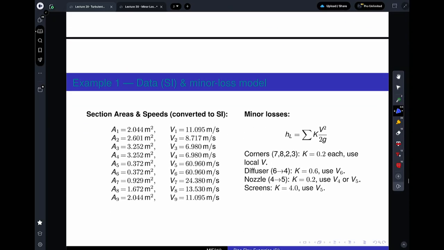Okay. So you have a whole bunch of pieces. You have corners, given as 0.2, diffuser 0.6, nozzle 0.2, screens, and velocities to use in each of those cases. And where there's a cross-sectional change, you have to deal with it. So diffuser, and I think the nozzle really comes in and out, but that's okay. Areas are given. Velocities at all of those points can be calculated based on this.